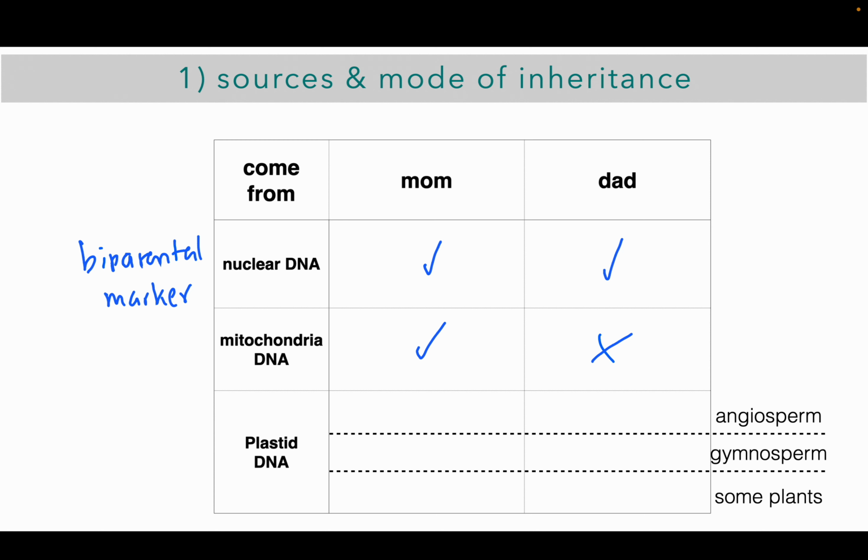So you're like, I'm your father. What's your proof? Mitochondrial DNA. Liar, I only got my mitochondria from my mom. Right, so that's how you can test.